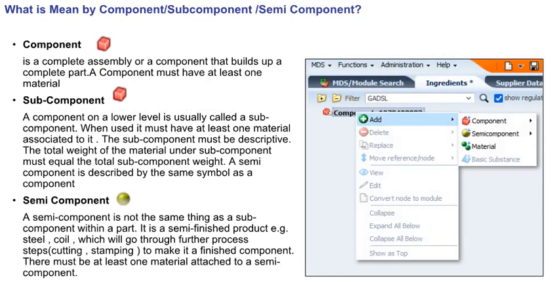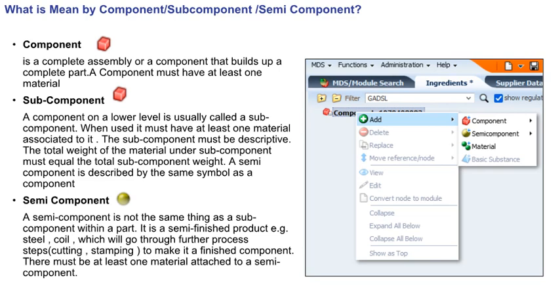A component is a complete assembly or a component that builds up a complete part. A component must have at least one material. A subcomponent on a lower level is usually called a subcomponent. When used, it must have at least one material associated to it. The subcomponent must be descriptive. The total weight of the material under a subcomponent must equal the total subcomponent weight.